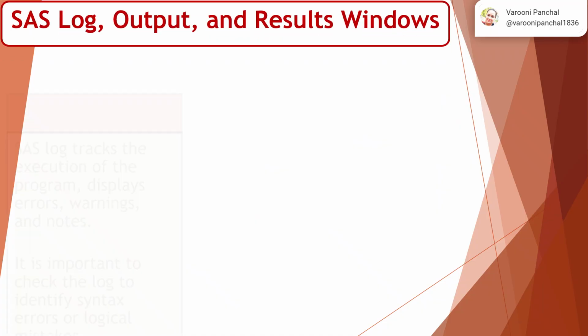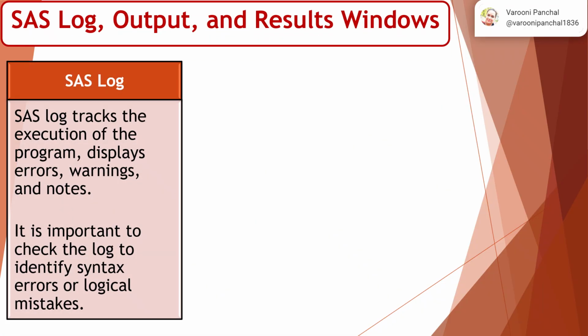SAS log, output and results window. Now the SAS log tracks the execution of the programs and displays errors, warnings and notes. It is important to check the log to identify syntax errors or logical mistakes. So it's very essential that whenever you write any SAS code, you make it a natural habit to check the log before you check the results. Results can be checked later. Once you see that there are no errors, warnings and notes in the SAS log, then you can proceed with the results window.